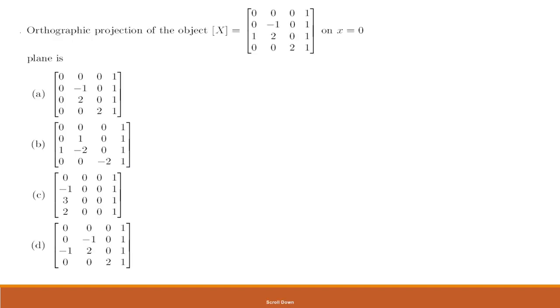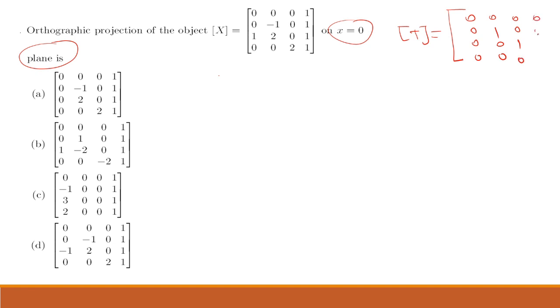Now the next: orthographic projection of object X on the X equals 0 plane is. First of all, you should know the transformation matrix for the projection on the X equals 0 plane. In that case, we have to make the X coordinate 0, so obviously the first column will be 0. This is the transformation matrix for the projection on the X equals 0 plane. Now apply this T on this X, and while applying the transformation matrix, first you consider the object and then the transformation matrix.